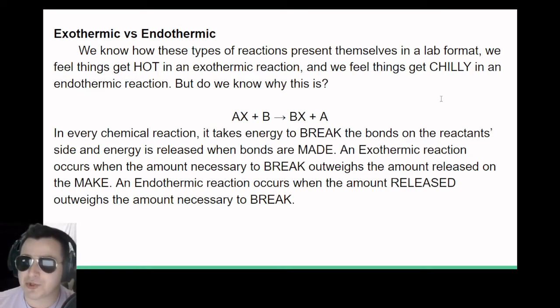So in an exothermic reaction, more energy is released from the product side than what it actually took to break what is on the reactant side. Whereas an endothermic reaction, of course, is the precise opposite of that. It takes more energy on the left than is released on the right.